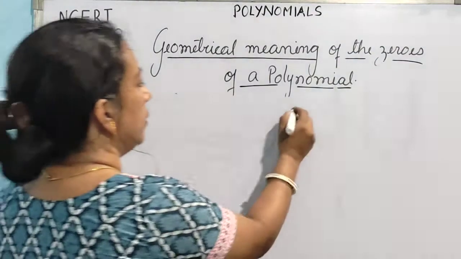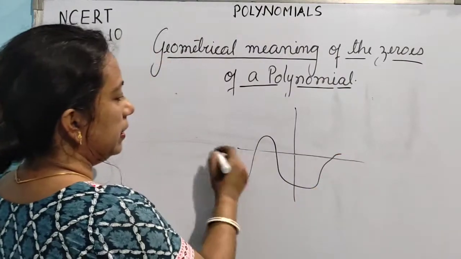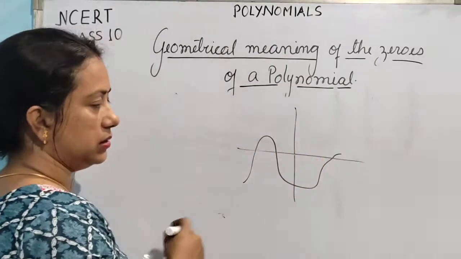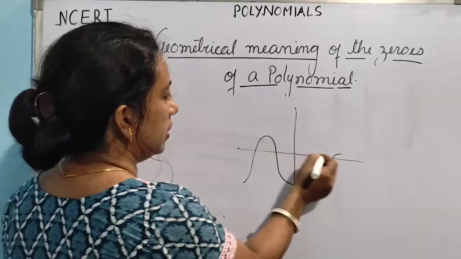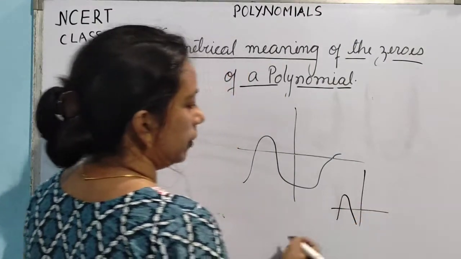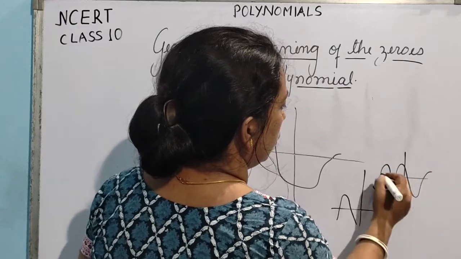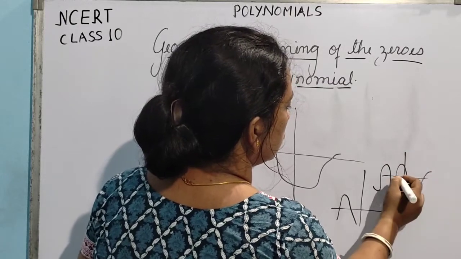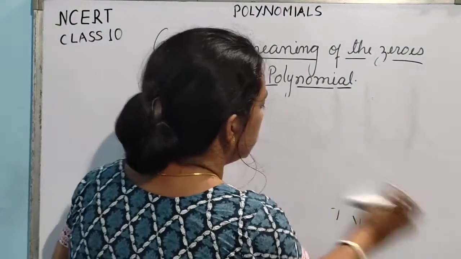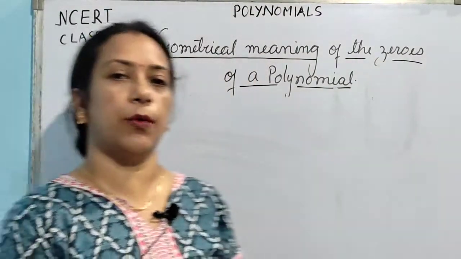Whenever you are being given some graph, they will be asking you questions like, how many zeros does this polynomial have? Wherever it is intersecting, so 3 zeros, somewhere like this, how many zeros? 2 zeros. Some may give like this, 1, 2, 3, 4 zeros. So wherever the graph is intersecting the x-axis gives you the zeros of the polynomial.